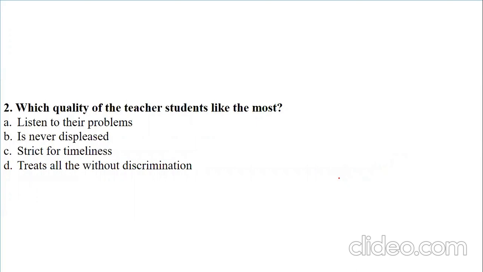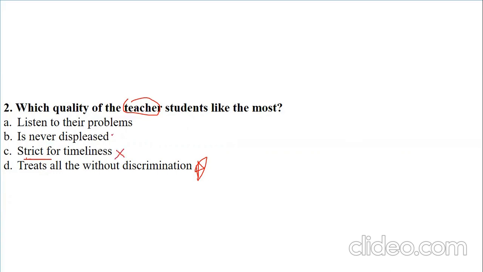The second question: which quality of a teacher do students like the most? Please read the question very carefully. Which quality of the teacher do students like the most? Listen to their problems, is never displeased, strict for timeliness, treats all without discrimination. Now if you go with your reducing option, treats all without discrimination, yes, somewhere this can be possible. Strictness is important, but sometimes a teacher has to be a little bit lenient in order to make the child comfortable. So this can't be an option.